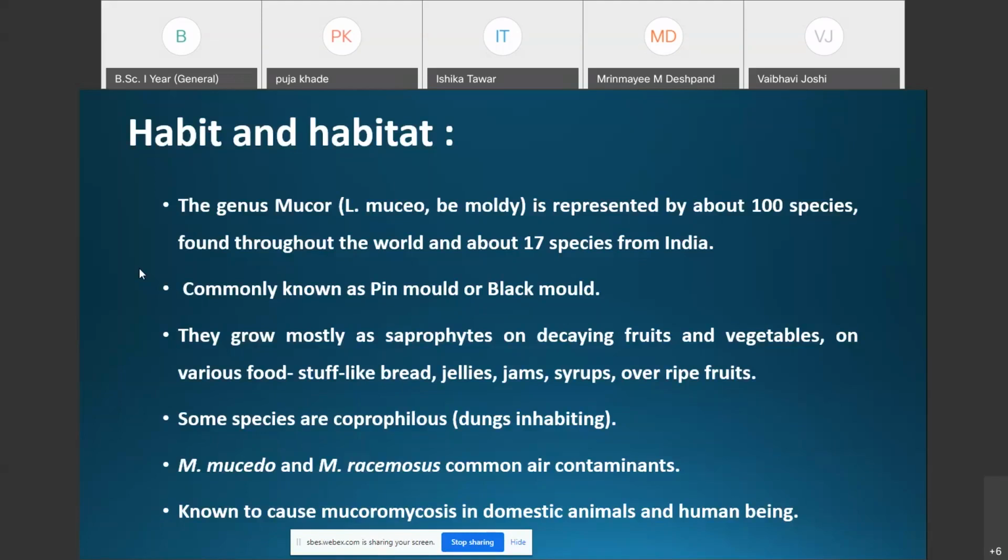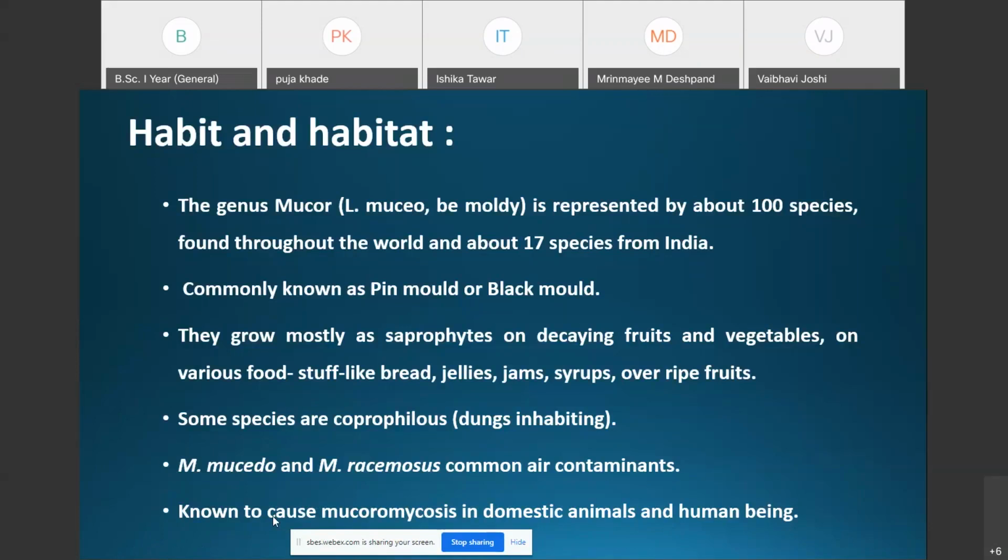There are certain species of Mucor which are known to cause a disease called mucormycosis in domestic animals and also in human beings. In this disease, Mucor infects the vital organs like the lungs, brain, etc.